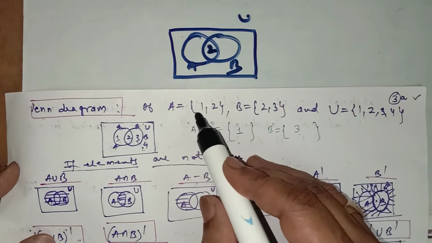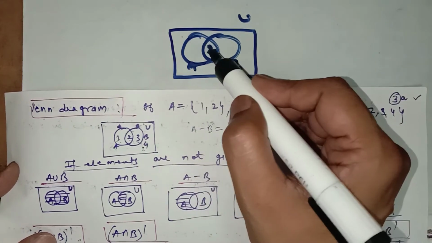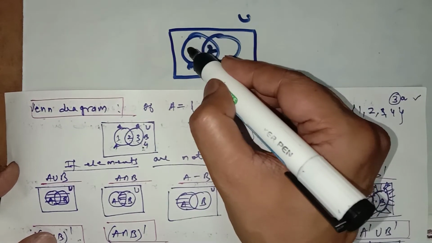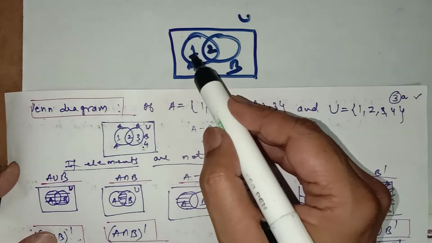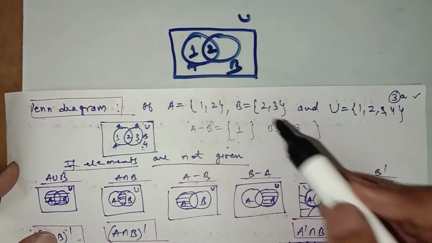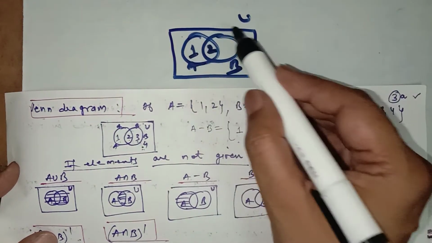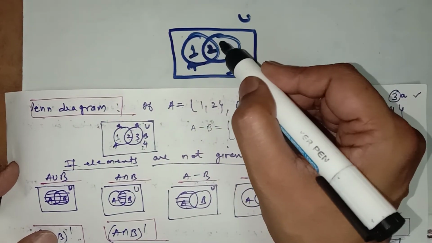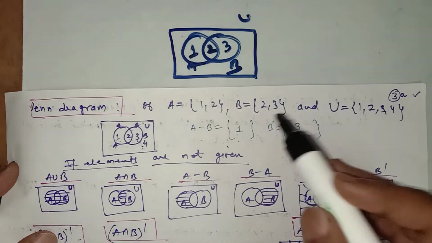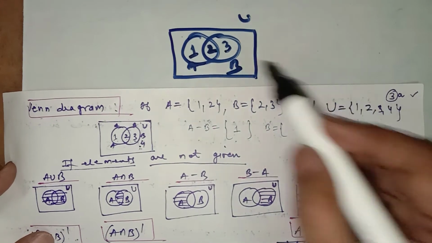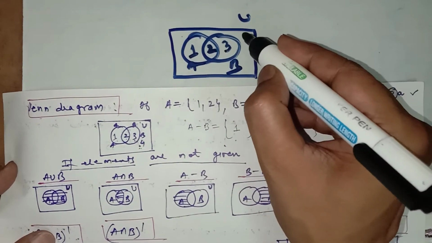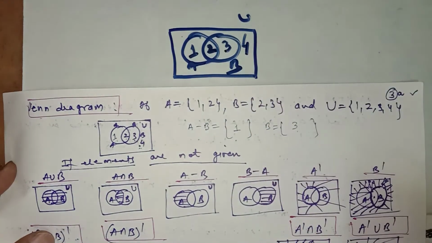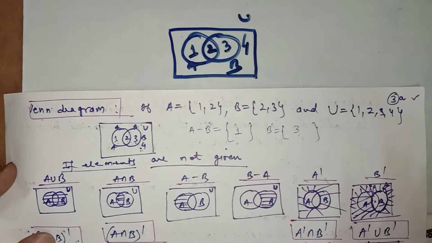Now how many elements in A are there? 1, 2. So 2 is already written, so write 1 here. Those elements which are in A but not in B, that is A minus B. Now how many elements are there in B? It is 2, 3. So 2 is already written, so 3 you have to write here. Now in the universal set we have 1, 2, 3, 4. So 1, 2, 3 we have written. The element 4 is not in either A or B, so you have to write it outside the circles.